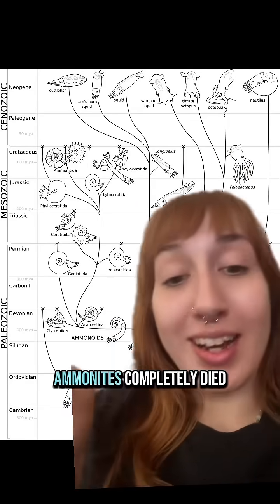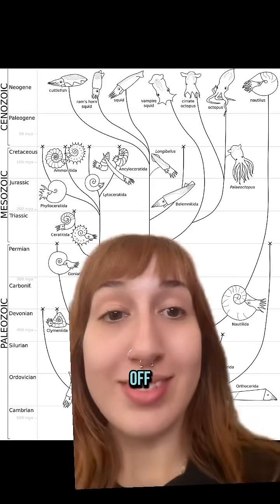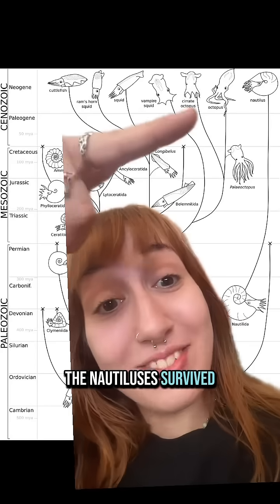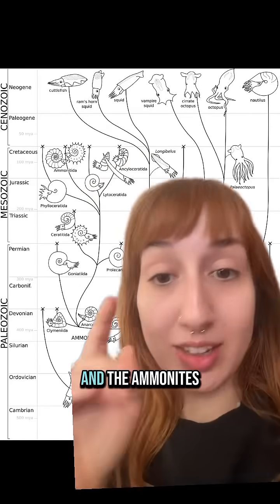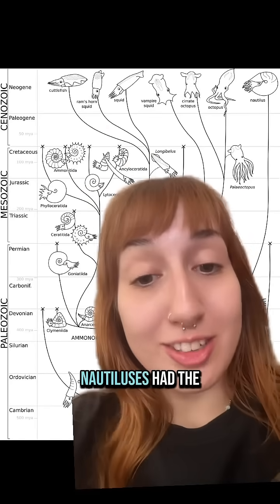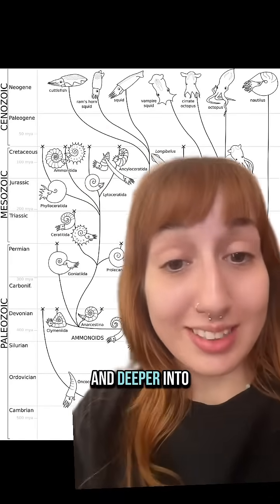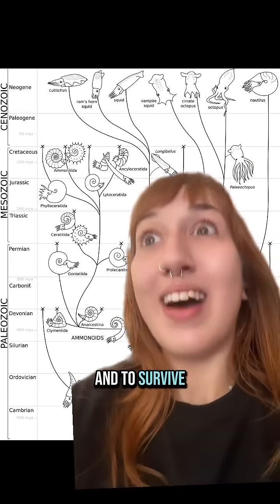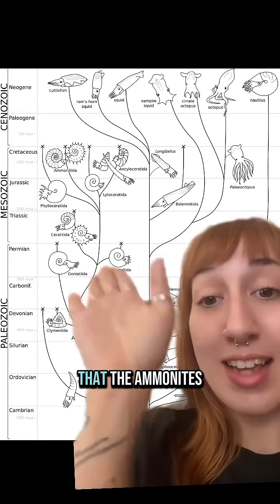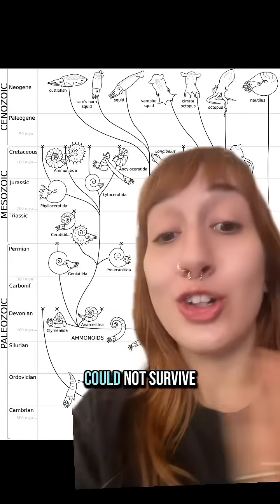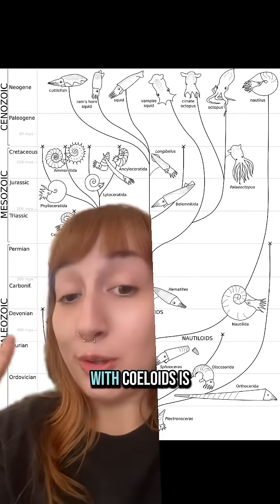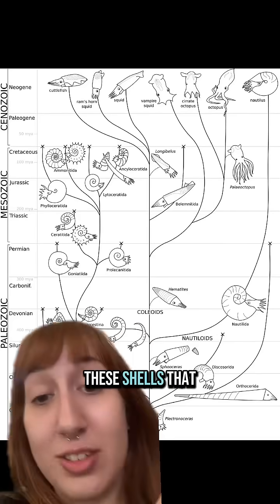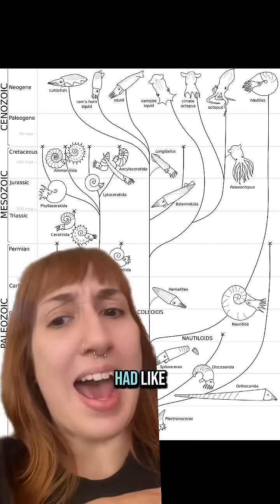And where the ammonites completely died off, the nautiluses survived. And why we think they survived and the ammonites did not is because the nautiluses had the ability to go deeper and deeper into the ocean and to survive the extinction level events that the ammonites in shallow water could not survive.